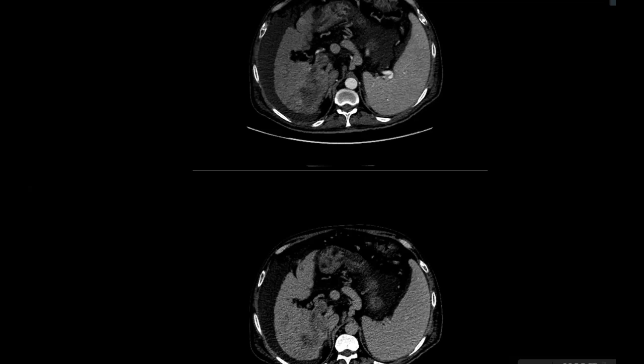So the lesion in the left lobe is arterialized and it is showing washout on the delayed images, while the larger lesion in the right lobe posterior segments is not arterialized and not showing arterial enhancement, but it is still appearing hypodense. So the arterialized lesion is, I think, a dysplastic nodule, likely hepatoma. It is showing washout.